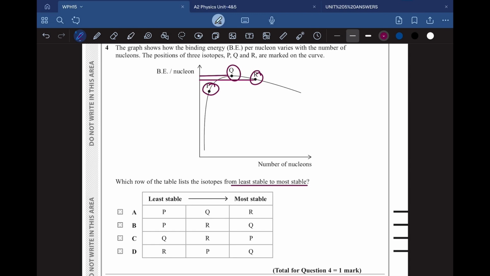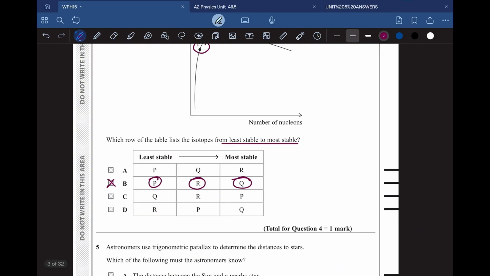So our answer will be from least stable to most stable. P is the least, R is the second least, and Q is the most. So our correct answer will be B. Basically, your stability depends upon the binding energy per nucleon. The higher you are, the more binding energy per nucleon you have and the more stability you possess.